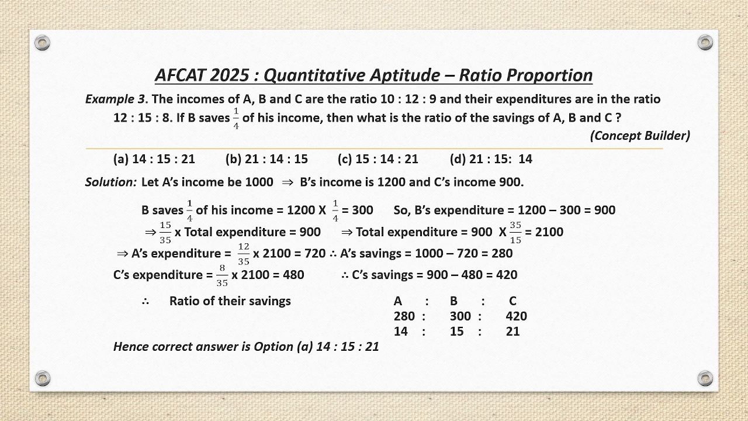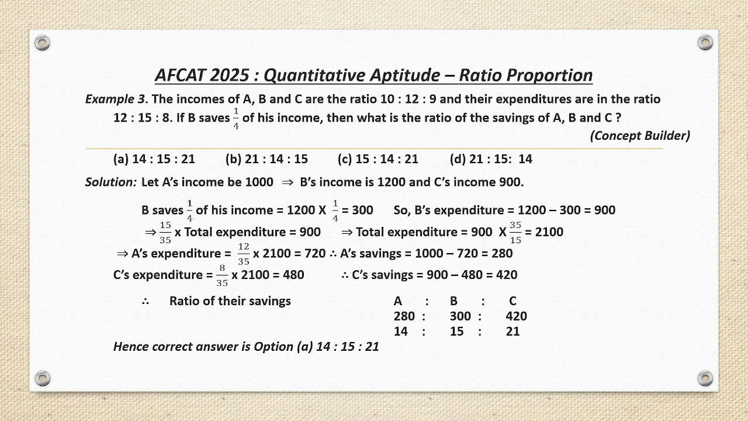Now let us suppose A, B, C are in the ratio 10, 12, 9. So let us suppose A's income is 1000 rupees. Then B's income will be 1200 rupees and C's income will be 900. B saves 1/4 of his income. That means 1200 into 1/4 is 300. So B's saving is 300, income is 1200. That means expenditure is 1200 minus 300, 900.